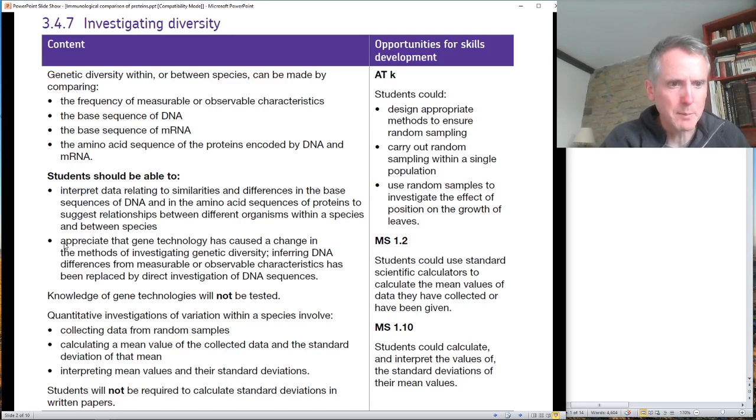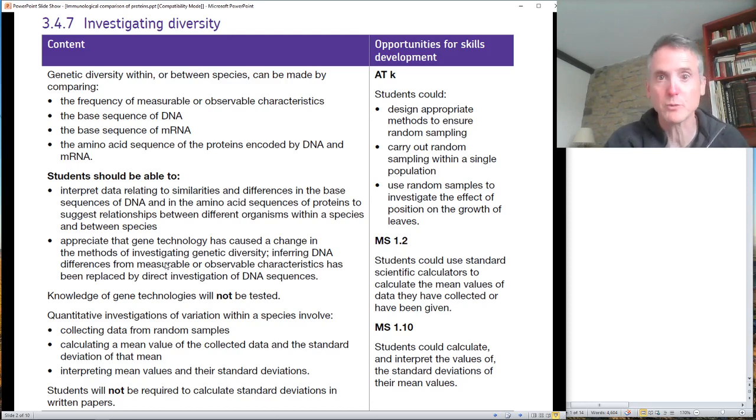But on this second bullet point, it says appreciate that gene technologies cause a change in the methods of investigating genetic diversity. Inferring DNA differences from measurable or observable characteristics has been replaced by direct investigation of DNA sequencing. So we're going to go back to look at the old method so that you can appreciate why the new method is better, if that makes sense.